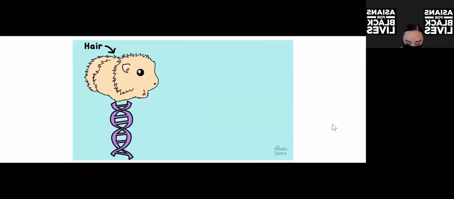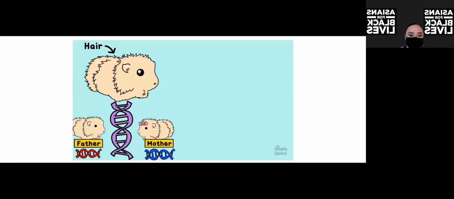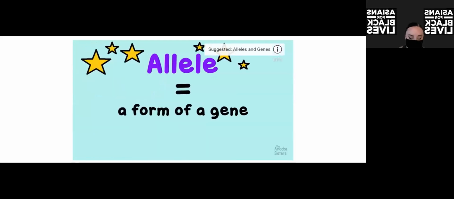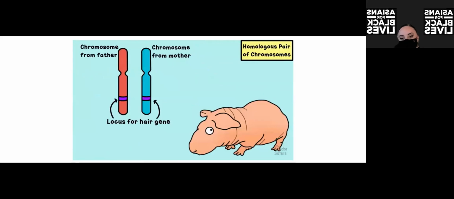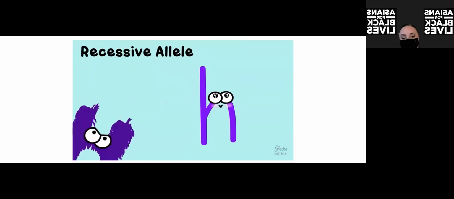This is because of their DNA. DNA makes up genes, and the guinea pigs received genes from both their mother and their father. An allele is a form of a gene and often represented by a letter. In this case, we'll use the letter H for hair. A hairless guinea pig has two recessive alleles for the trait of having or not having hair. A recessive allele is usually represented by a lowercase letter. By recessive, it means that the allele will not usually show up. The only way it will show up is if there is no dominant allele present.